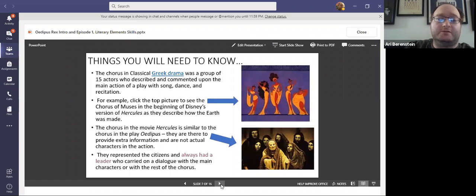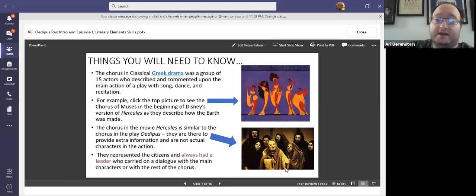Some things you do need to know: the chorus that keeps popping up as you'll see as you read. The chorus is a classical Greek drama presence, a group of actors who either recite poetry or they can sing, they can dance, to explain what's going on in the story, to comment on the story, to explain their feelings, the feelings of the people representing the common person. Sometimes they represent the voice of the gods.